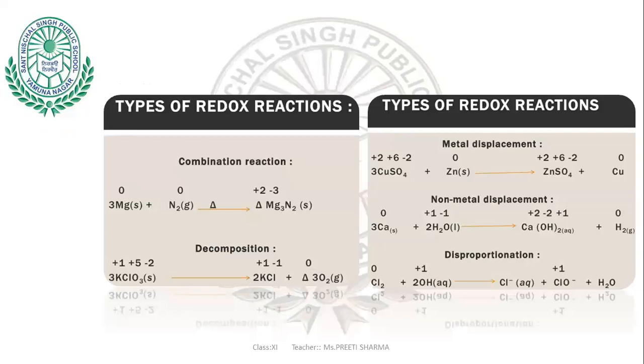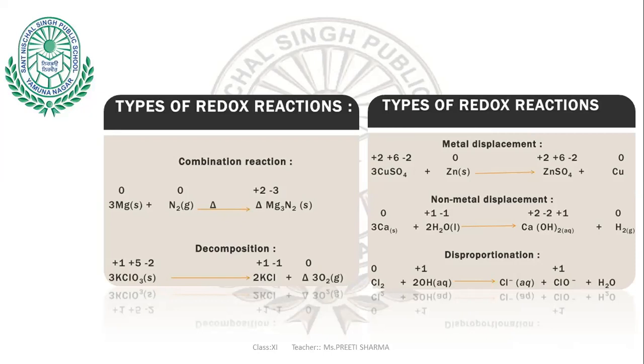Now, types of redox reaction. There are many types of redox reaction. We have done these types of reactions in our 10th class also, students. Just to recall, combination reaction. What do you mean by combination reaction? As we know, a combination reaction is that reaction in which compounds are formed as a result of chemical combination of two or more elements, right?